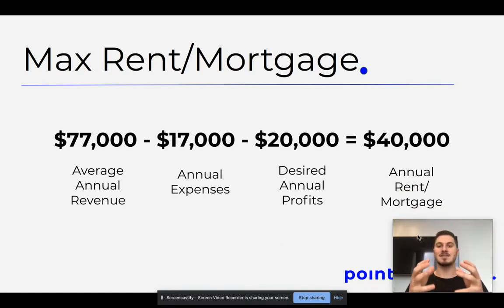So it's the money that's left over from all the expenses that are going to be paid out, and all the money that we want to keep ourselves. The amount that's left is the amount that we can now allocate towards rent or towards a mortgage payment. So paying a landlord or paying a bank. That's how much we can spend. So in this little scenario here, we have $40,000 that we can spend towards rent or mortgage.